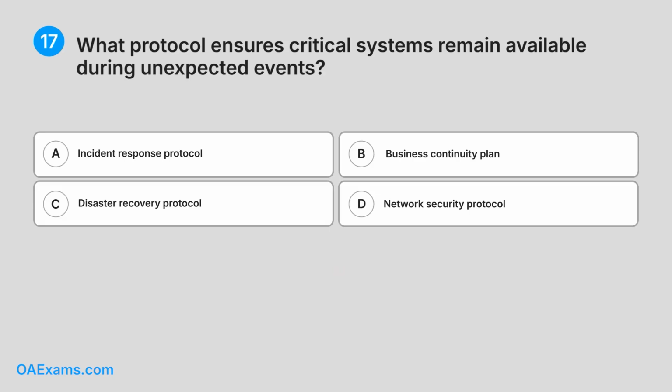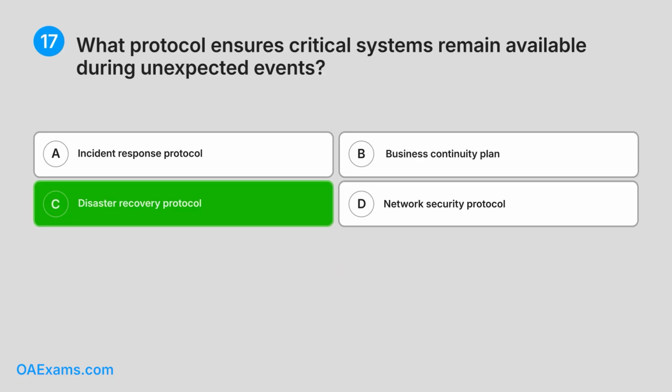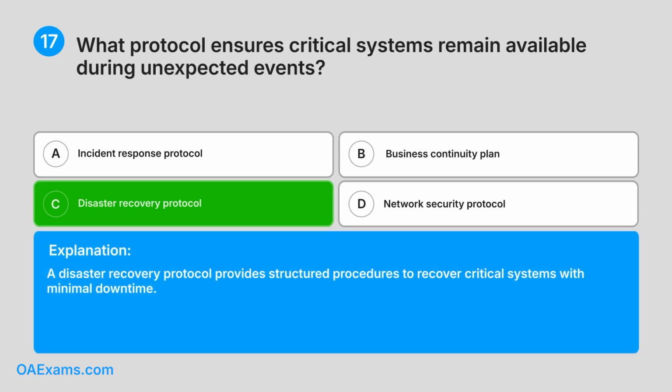Correct answer. C. Disaster Recovery Protocol. Explanation. A disaster recovery protocol provides structured procedures to recover critical systems with minimal downtime.